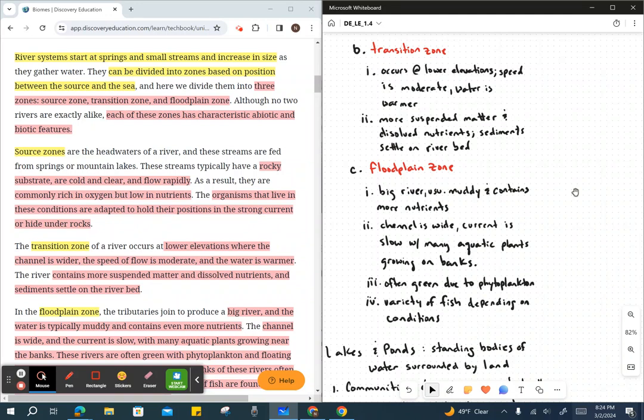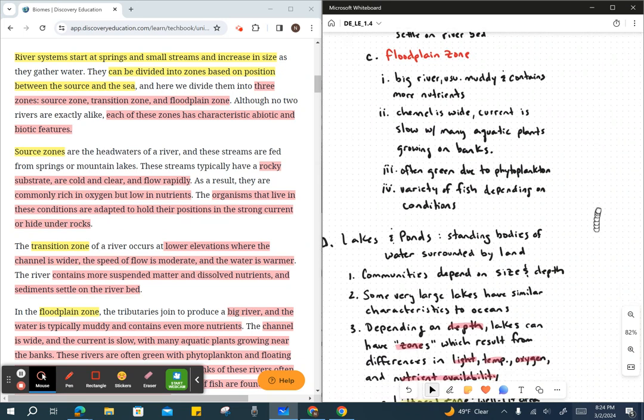As you move down further, closer to the ocean, you could think about this like the Salinas River. We might be talking about a floodplain zone. These are bigger, muddier, and tend to have more nutrients. The channels are a little wider, the current is a little slower. You start to see plants growing in the water and on the embankments. Sometimes the river is green because of phytoplankton, and you start to see a greater variety of fish living here.